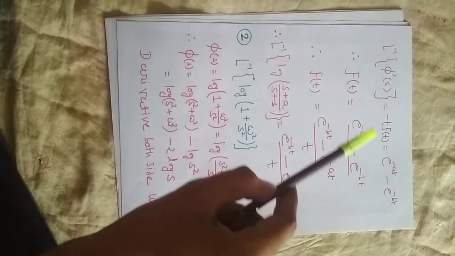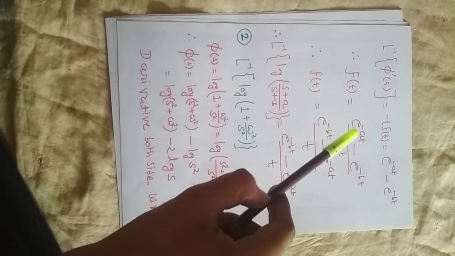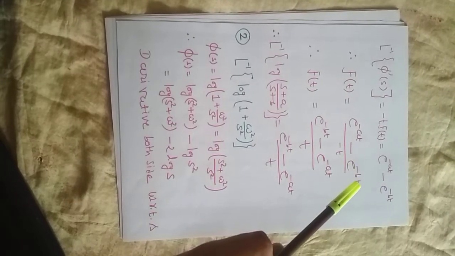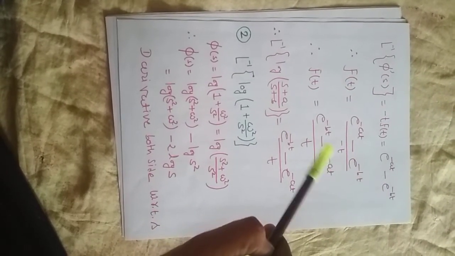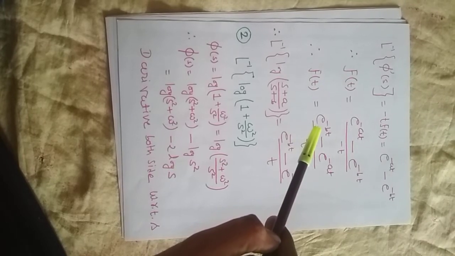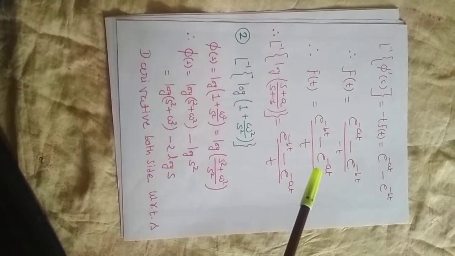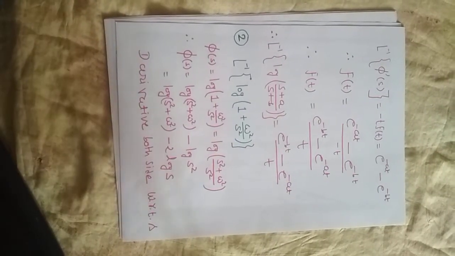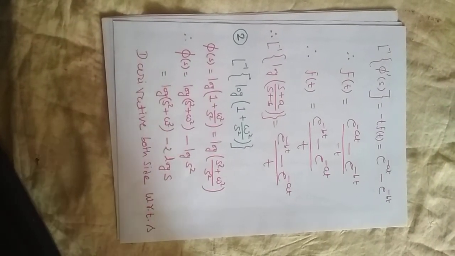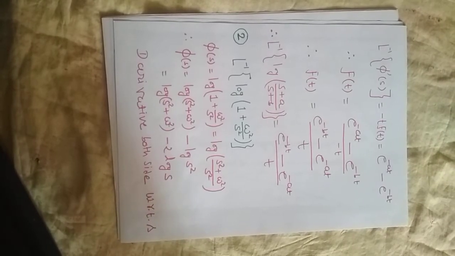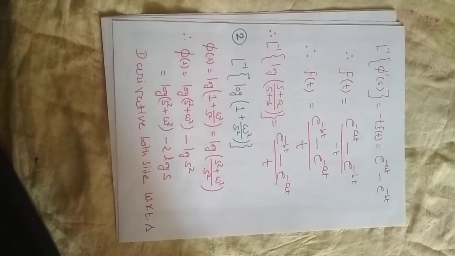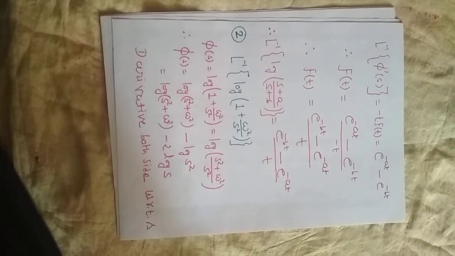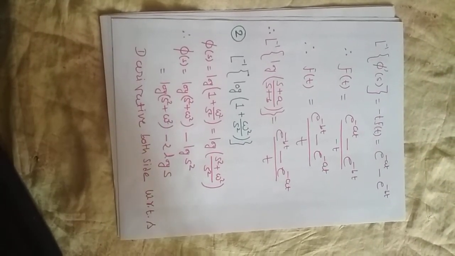Now multiply both sides by minus, then we get f(t) equal to (e raised to minus at minus e raised to minus bt) upon minus t. That means (e raised to minus bt minus e raised to minus at) divided by t. The final answer of inverse Laplace of log of (s plus a) upon (s plus b) is (e raised to minus bt minus e raised to minus at) divided by t. Let us see the second example.